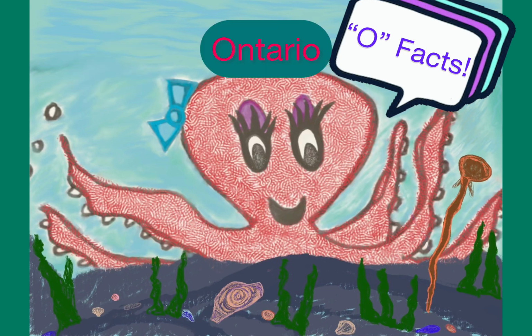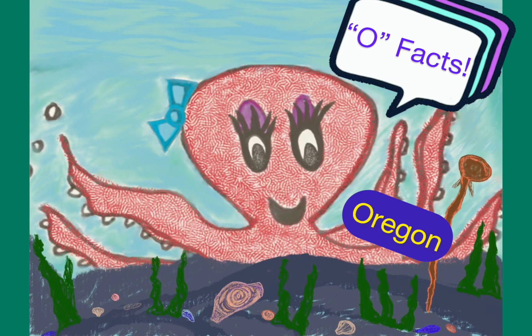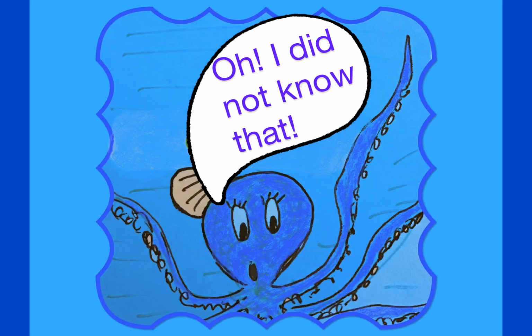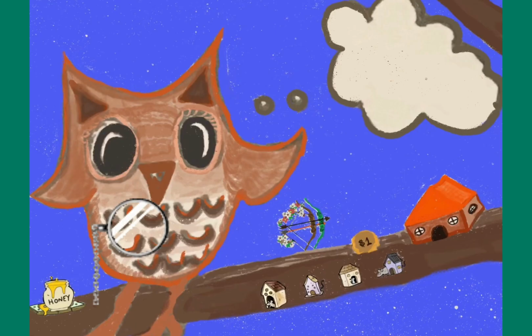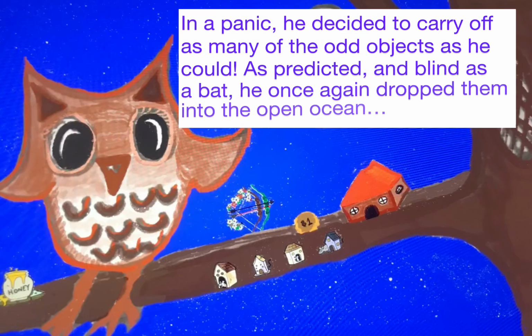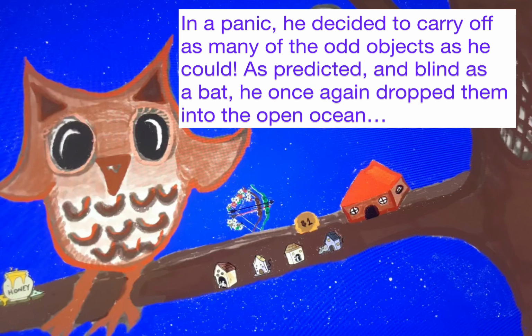And did you know that Ontario is a province and Oregon is a state?" Olivia responded, "Oh, I did not know that," and rolled her eyes. Meanwhile, Oliver had dropped his monocle and was even more blind than usual. In a panic, he decided to carry off as many of the odd objects as he could. As predicted, and blind as a bat, he once again dropped them into the open ocean.